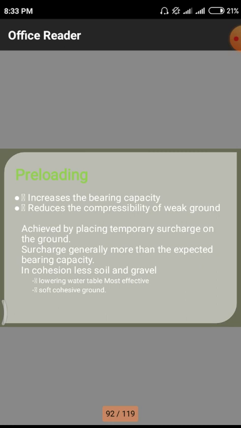Next one, to reduce the compressibility of the weak ground, it is the main theme. That means if we have high compressibility, there may be large settlements. If you reduce the compressibility, we can achieve a crack free structure. This is achieved by placing a temporary surcharge on the ground. Surcharge means a particular kind of load is applied on the ground level itself. Surcharge is generally more than the expected bearing capacity.